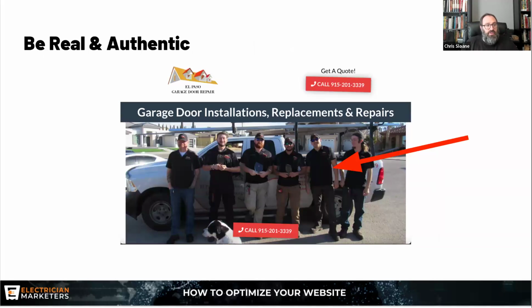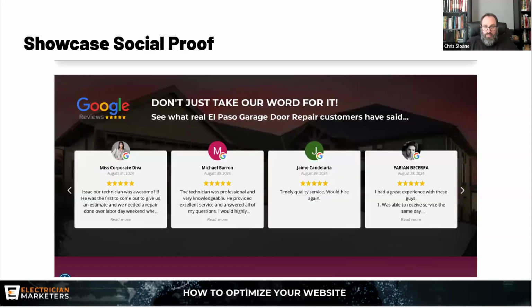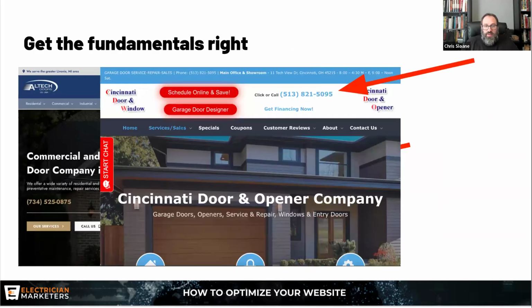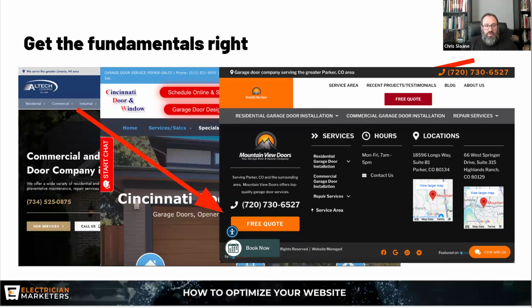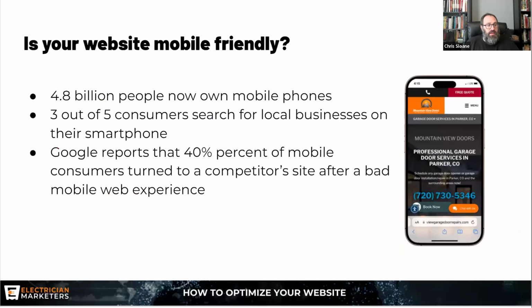Pictures of yourself, pictures of your team, video. We've covered a lot of this, just kind of hammering it home. Your reviews and social proof, the form, it's all there. Get the fundamentals right. These are just example after example of different ways that these things are put together. And again, get the cheat sheet so you can check it out. And last thing is just use special offers, $50 off a trip charge, right? Whatever. Put something out there to encourage them to call you. And again, make sure it's mobile friendly. Google has moved to mobile first indexing. The majority of traffic now is mobile.